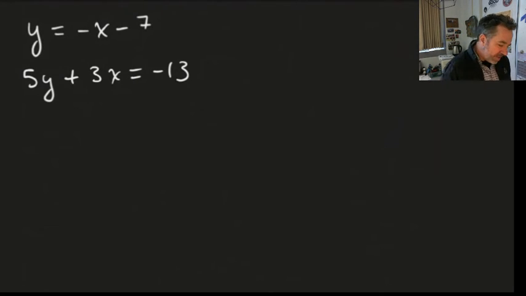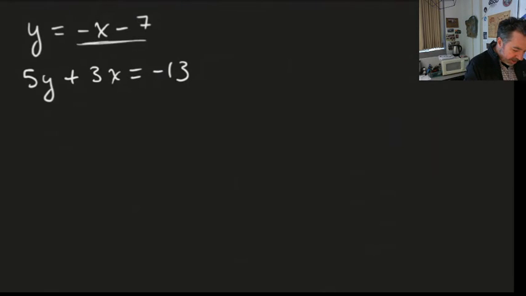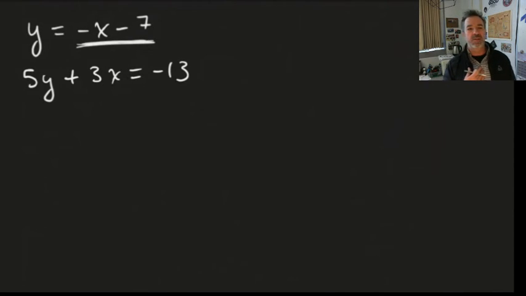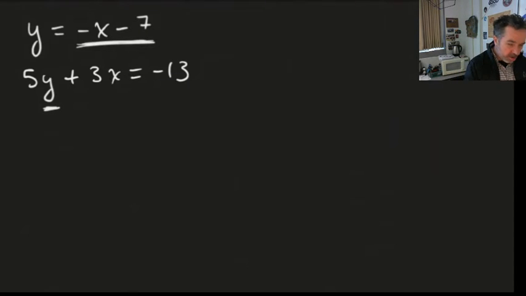If I look closely, the top equation is telling me that this expression, the opposite of x minus 7, is equivalent to y. What I'm going to do is replace y in the second equation with that expression. This is called substitution. I'm going to substitute y as negative x minus 7 into y for the second equation.